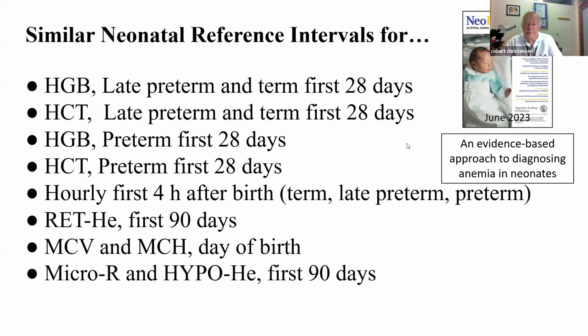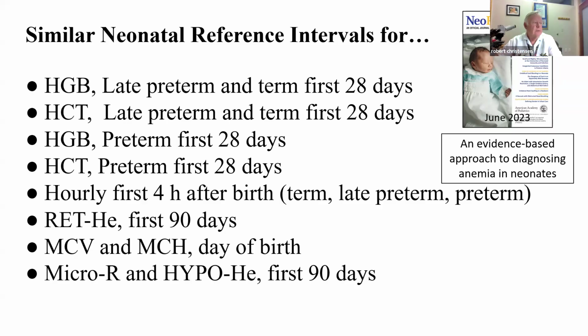We have the same basic setup for other elements of the CBC. We have the hemoglobin, late preterm and term infants in the first month, the hematocrit, late preterm and term infants in the first month, the hemoglobin of preterm babies first month, hematocrit, same. Then we have hourly values over the first 4 hours after birth, depending on gestational age, because fluid shifts change the hematocrit. But what are the patterns?